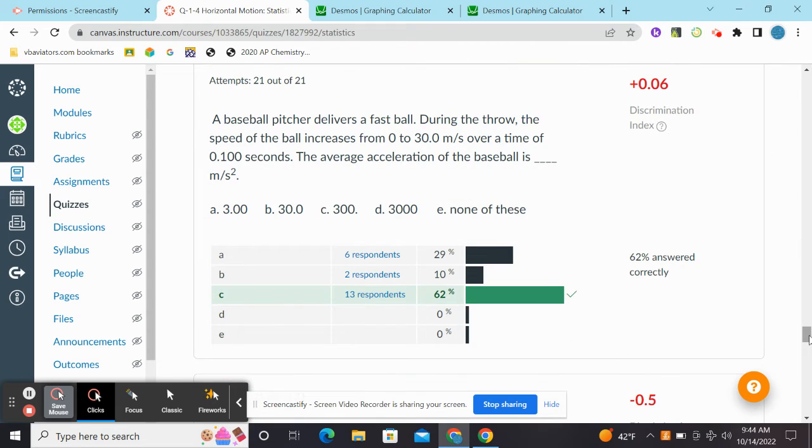During the throw, the speed of the ball increases from 0 to 30 over a time of 0.1 seconds. So 30 divided by 0.1 is the same thing as saying 300. So 62% of us were able to do that.